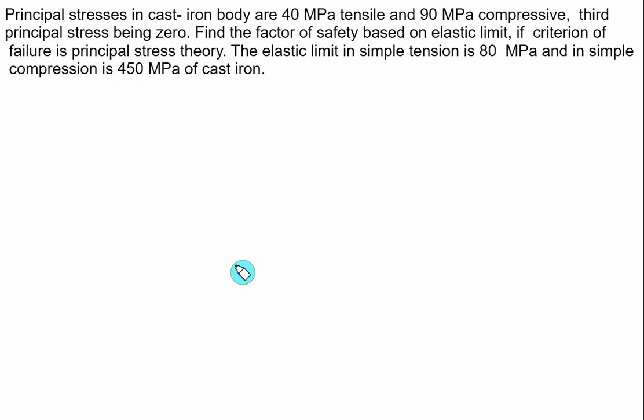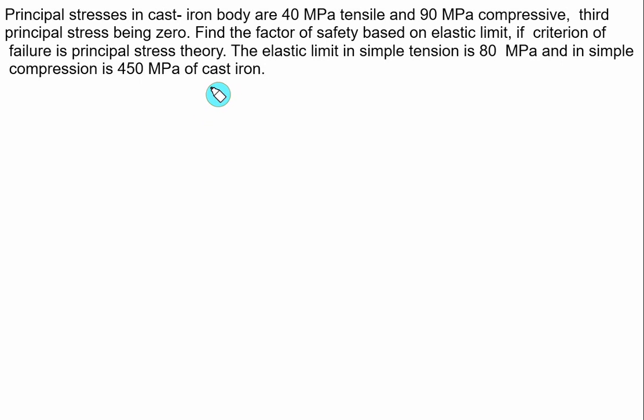So we'll take here a few examples on the maximum principal stress theory so that our concept of the factor of safety, if the principal stress is lying in the different quadrant, will get clear. Principal stresses in a cast iron body are 40 megapascal tensile and 90 megapascal compressive. The third principal stress being 0, find the factor of safety based on elastic limit if the criteria of failure is principal stress theory. The elastic limit in simple tension is given as 80 megapascal and in simple compression is 450 megapascal for cast iron.